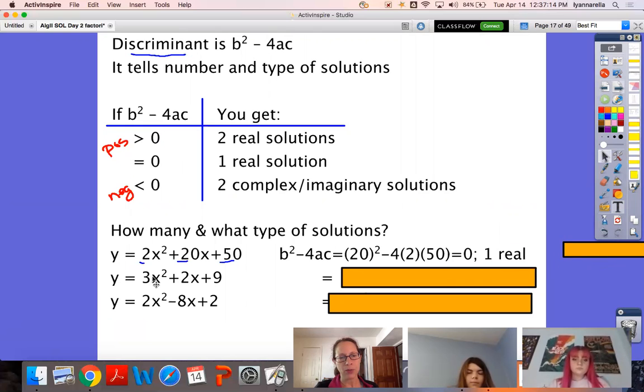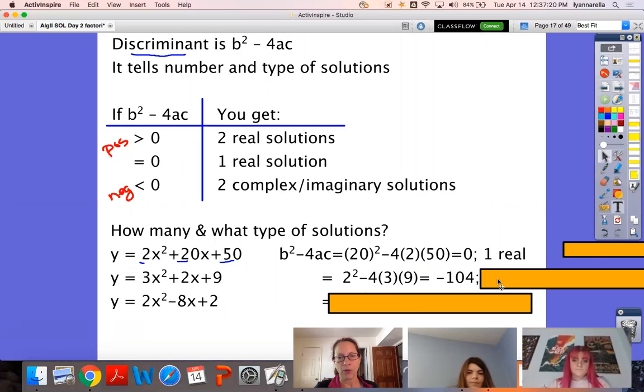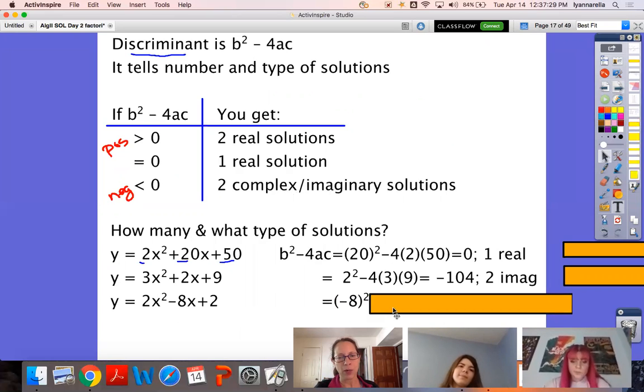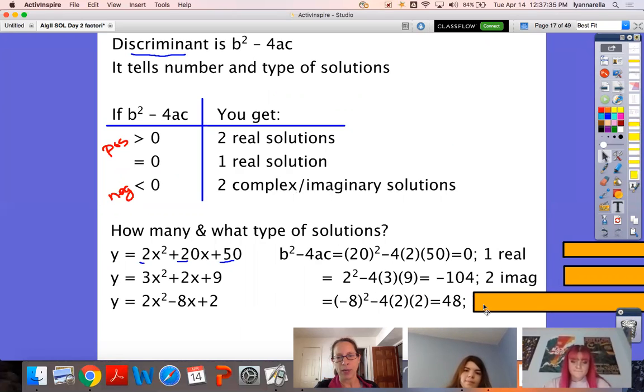Here my b is 2, my a is 3, and my c is 9. So b squared minus 4ac gave me a -104. And negative numbers mean I have 2 complex solutions. And here my discriminant, b is -8 squared. Notice how I put the negative inside parentheses so that the square would hit the negative sign and the 8. I get the number 48 when I do b squared minus 4ac, and that means I have 2 real solutions because 48 is positive. It's greater than 0. Okay?